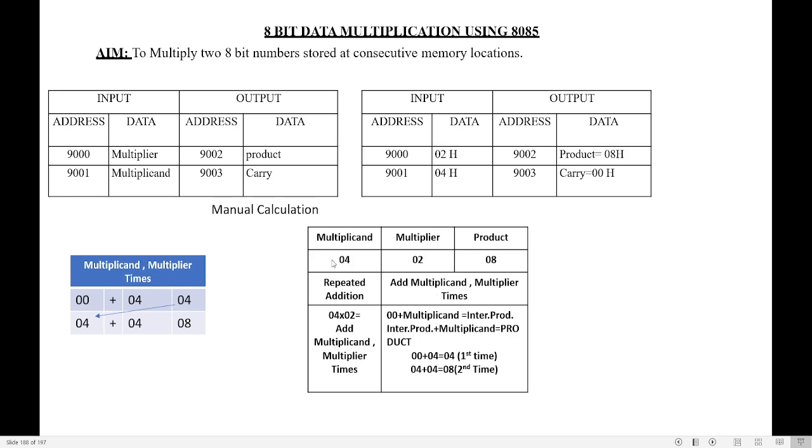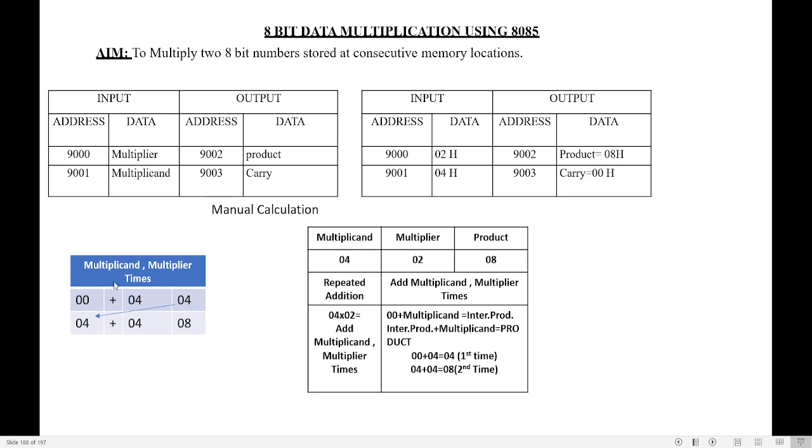If I want to multiply 4 into 2, what is the basic primary school idea of multiplication? I add 4, 2 times, so that I get 8. The same thing we are going to do. We are going to add the multiplicand, multiplier times: 0 plus 4 is 4, 4 plus 4 is 8.